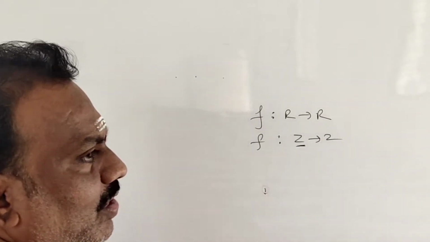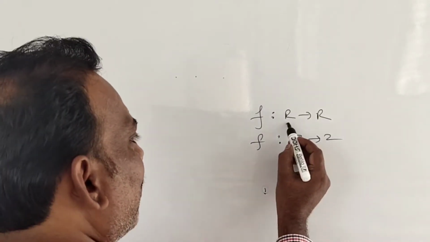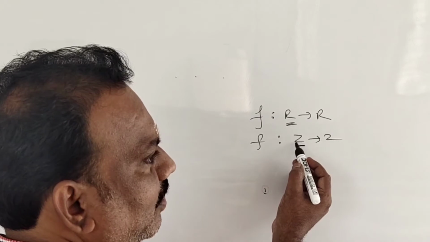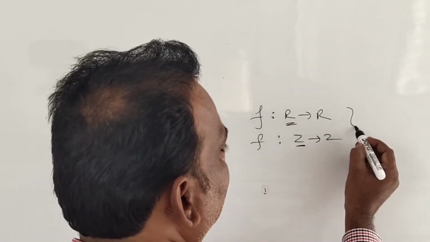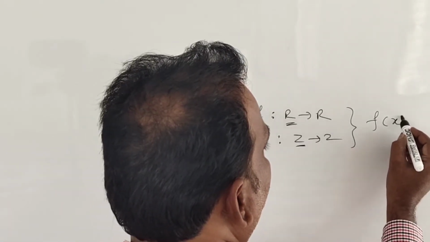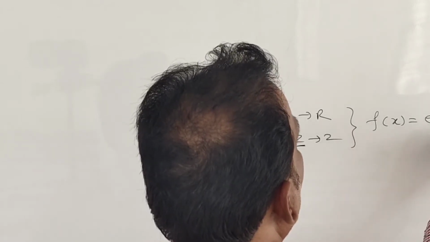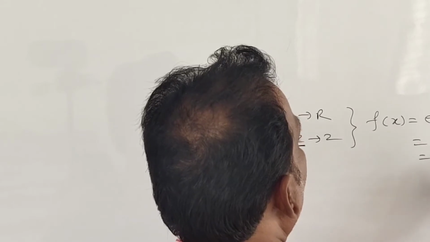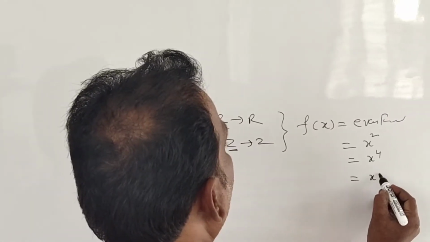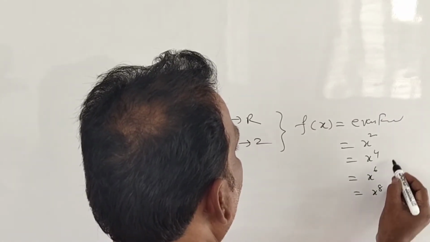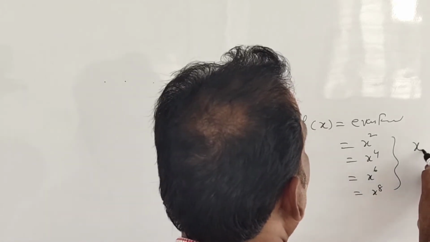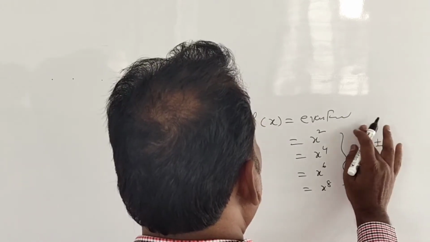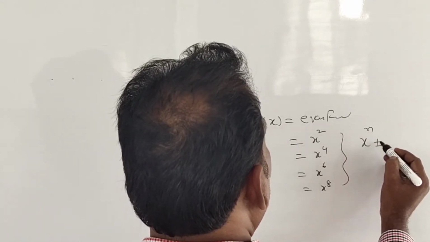Here we have negative numbers also. In real numbers, negative numbers and positive numbers are also there. Here also negative integers and positive integers are there. These kind of problems, if f of x is an even function. What is meant by an even function? X square, x power 4, x power 6, x power 8. The general format we can write: x power n plus or minus r, x power n plus or minus n.